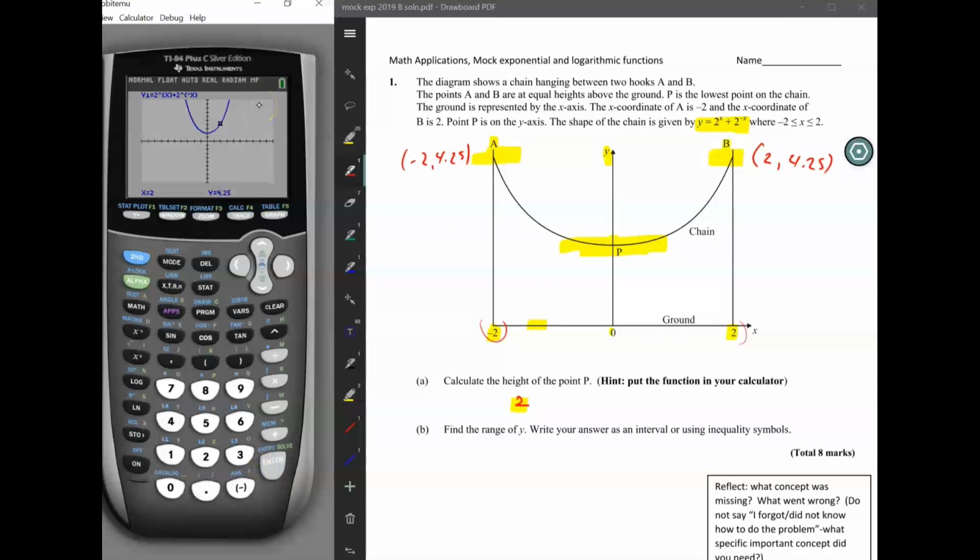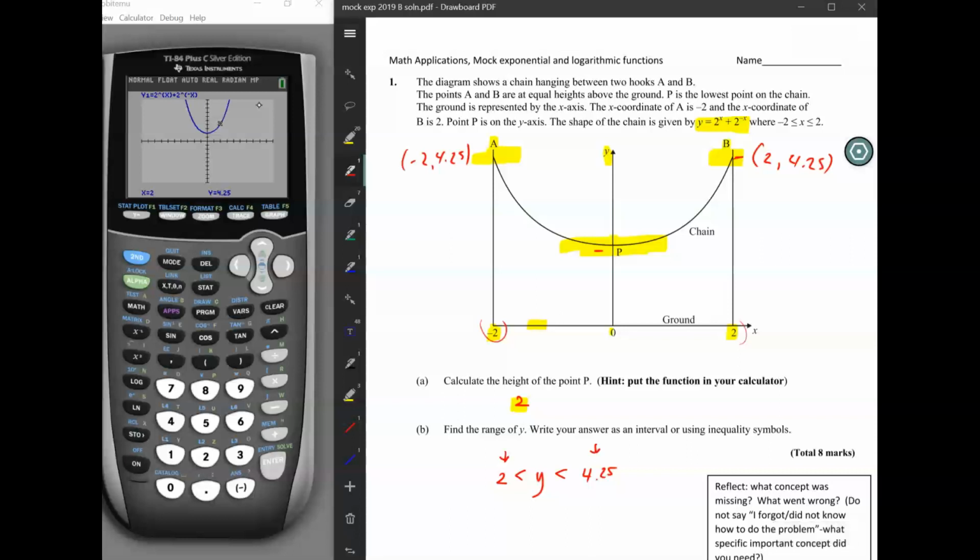So I know that the range, which is all the valid y values, ranges between 2, which is the P height, and 4.25, which is the B height or the A height. And so I can put that the y value is in between these two. Okay, the most convenient way to do it is put the smallest number here, the largest number here, and then you put y in the middle.